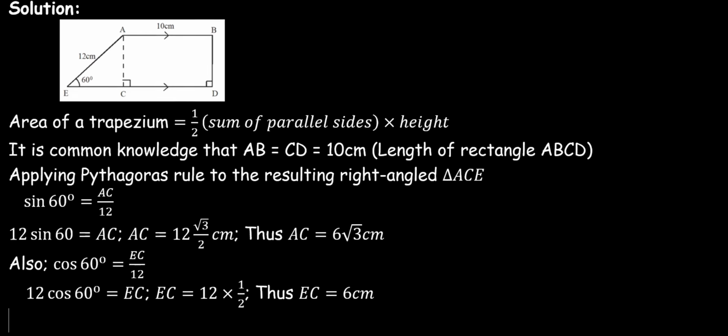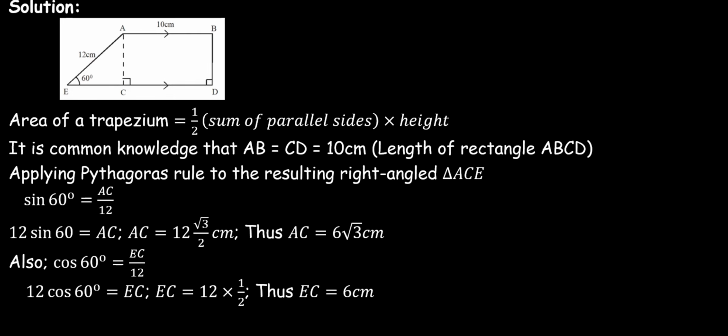Having gotten these values, it means we have our height and the two sides of the trapezium. Having gotten the first parallel side AB to be 10 cm, now we have our EC, which is 6 cm. So we just add it to the other 10, and that will give us 16. It means that ED is equals to 16 cm.